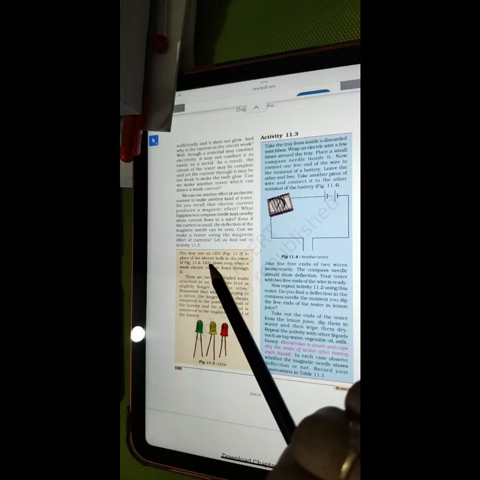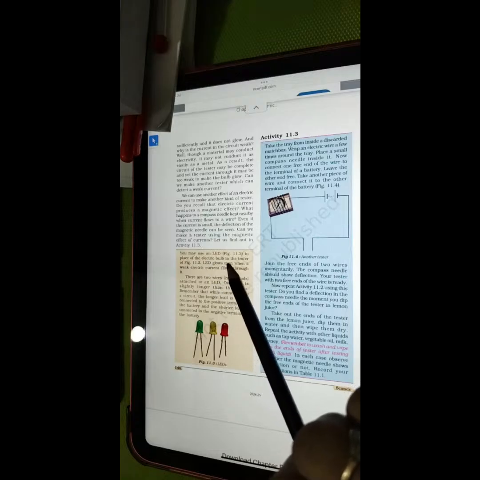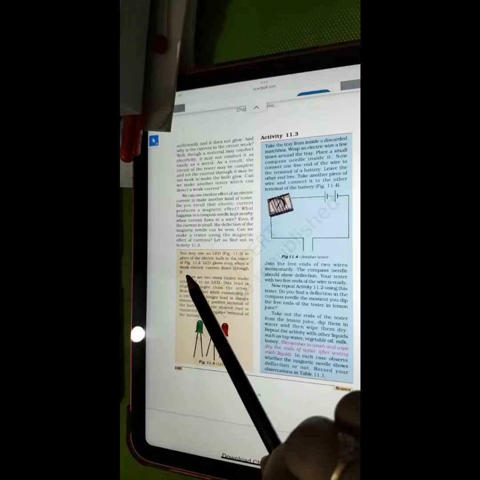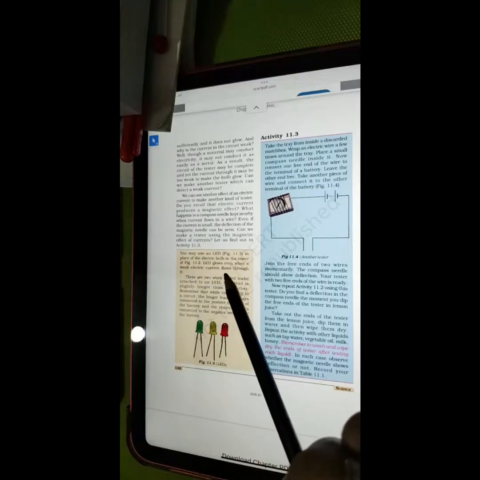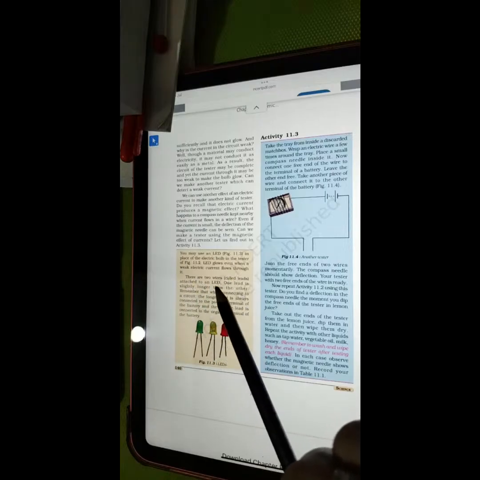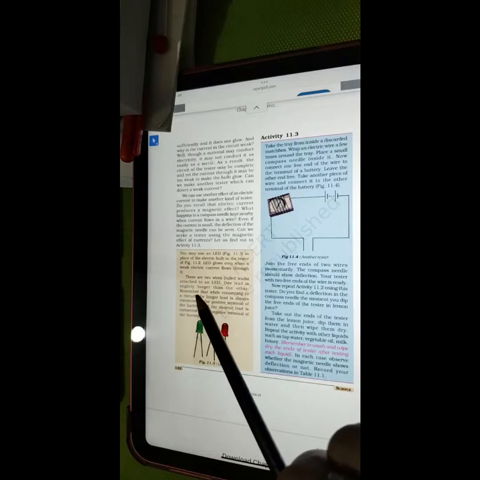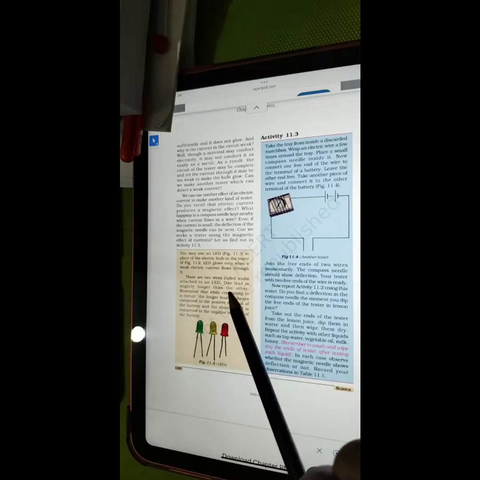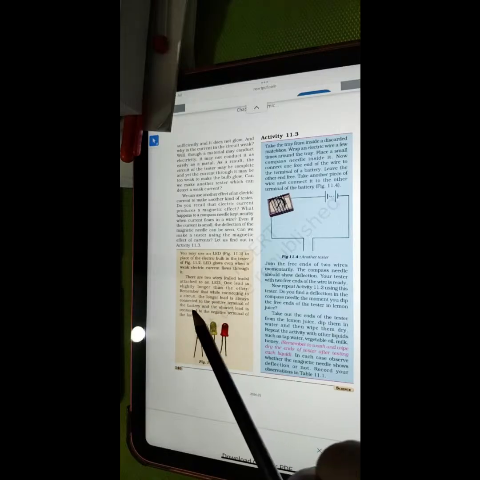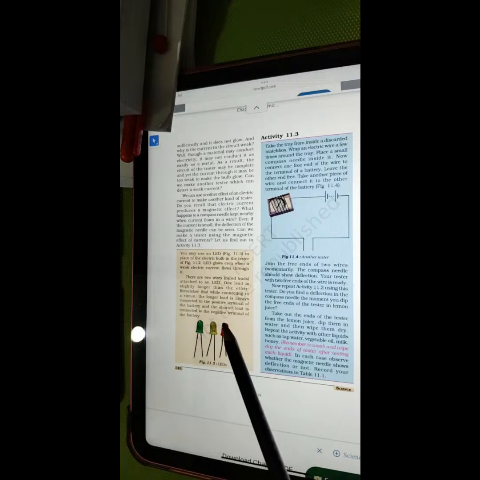You may use an LED as shown in figure 11.3 in place of the electric bulb in the tester of figure 11.2. LED glows even when a weak electric current flows through it. There are two wires called leads attached to an LED. One lead is slightly longer than the other. Remember that while connecting to a circuit, the longer lead is always connected to the positive terminal of the battery, and the shorter lead is connected to the negative terminal of the battery.